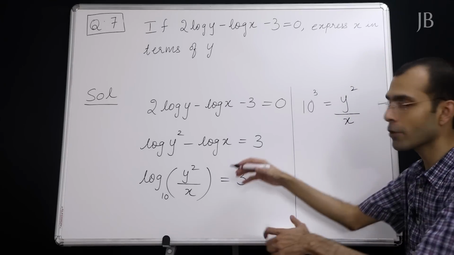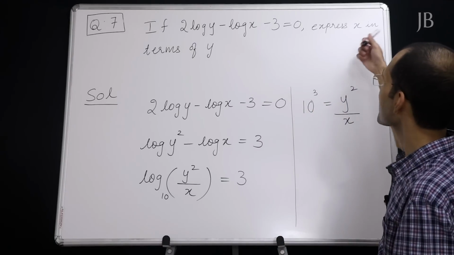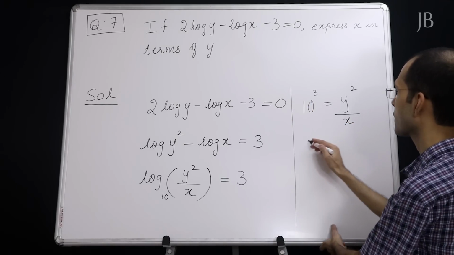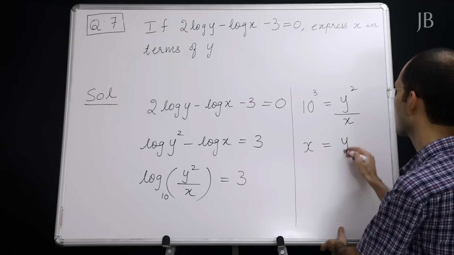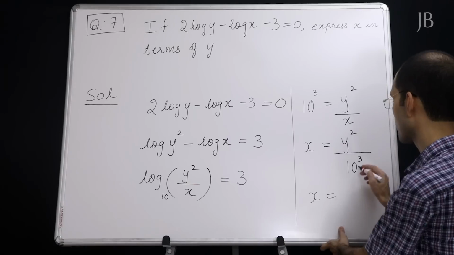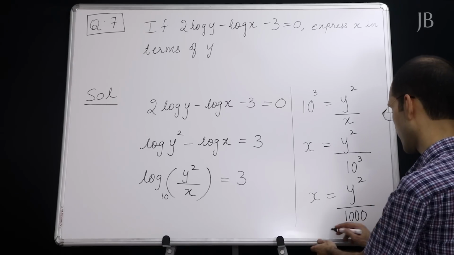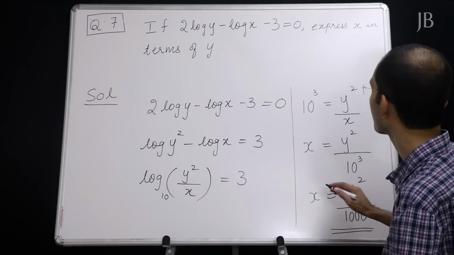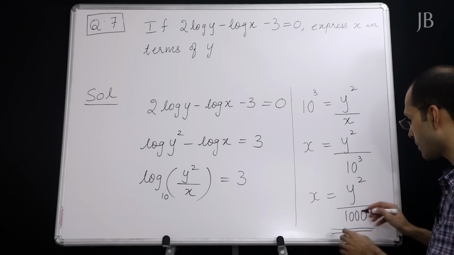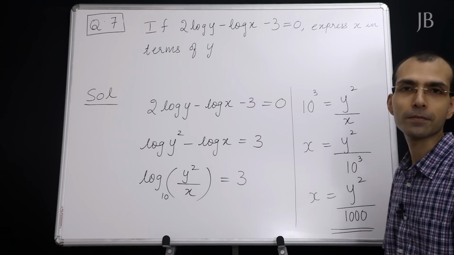What we want? See, now we have got rid of the logs. At the same time, both the things are equivalent. Express x in terms of y. So make x as the subject of the formula. So x you put it here. So x would be y square upon 10 cube. Now since this is a small number, we will simplify. X will be y square upon 1000. And we have expressed x in terms of y. So x is equaling y square upon 1000. Simple. So this completes your question 7.